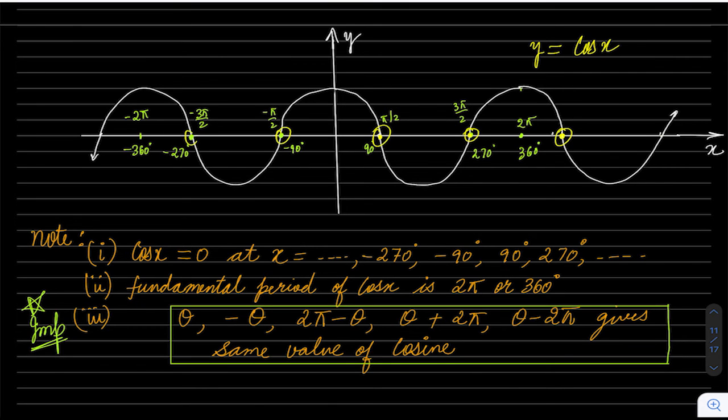90, minus 270, minus 450. At these angles, it is 0. Now, how to remember this? Sometimes some students remember it like this.